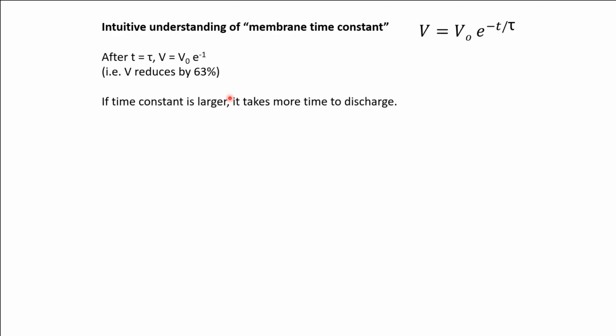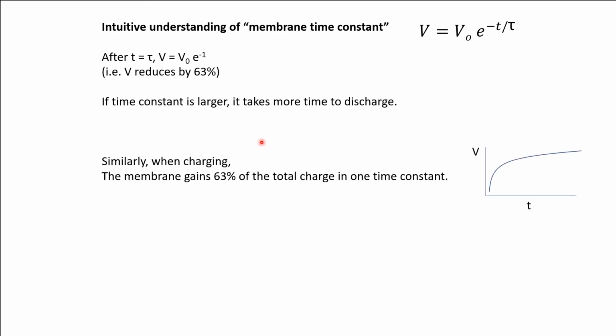If tau is larger, it would take more time for the membrane to discharge. If tau is smaller, it will take less time for the membrane to discharge. So tau basically indicates how much time it takes for the membrane to charge or discharge. Although we have not derived the equation for charging, charging also follows a similar behavior. It's just the mirror image of discharging. So discharging is like this, charging is like this, just mirror image across the horizontal axis. And here also tau indicates how much time it takes for the membrane to reach 63% of its original charge.